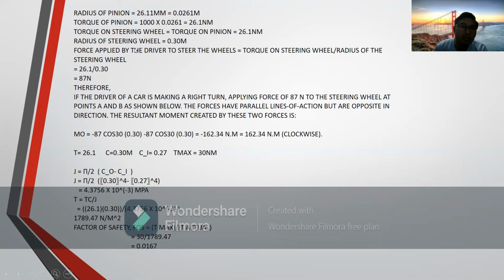The radius of the steering wheel is 0.30 meter. Force applied by the driver to steer the wheel is equal to torque on the steering wheel divided by the radius of the steering wheel. That is 26.1 divided by 0.30, which gives 87 Newton. Therefore, if the driver of a car is making a right turn, applying a force of 87 Newton to the steering wheel at points A and B as shown below, the forces have parallel lines of action but opposite direction.